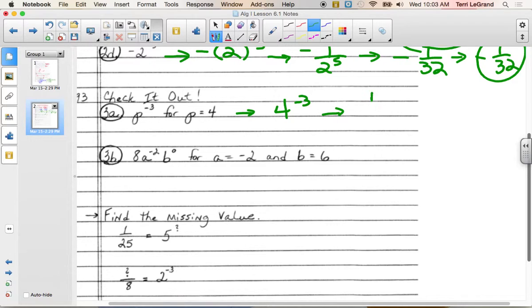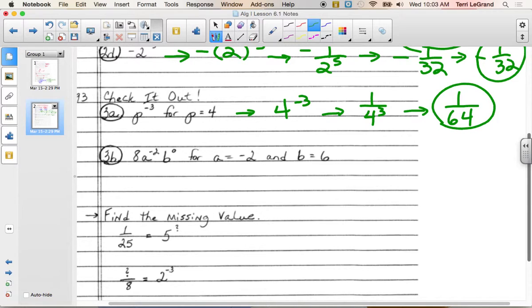1 over 4 to the 5th power. Yeah, 1 over 4 to the 3rd power. Anybody in here without your calculator, you know, ready to let your brain work? Know what 4 to the 3rd power is, Jared? 64. So 1 over 4 to the 3rd power is going to become 1/64.